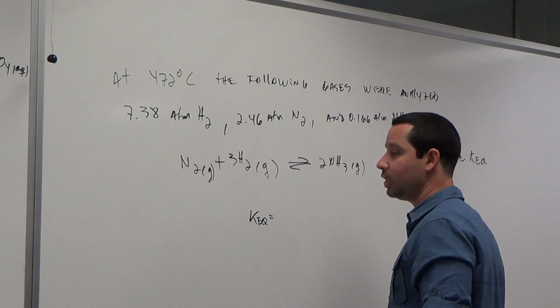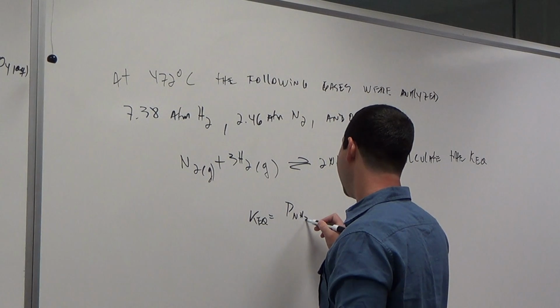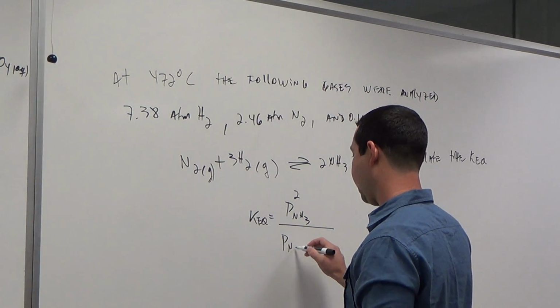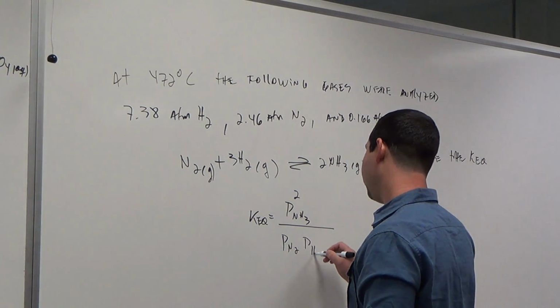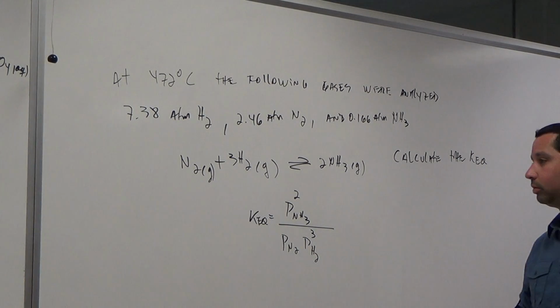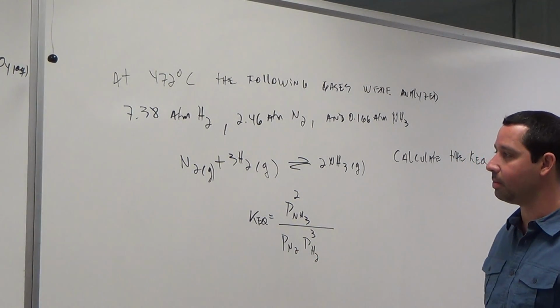The equilibrium constant is products divided by reactants, yes? Pressure of NH3 raised to the second power divided by the pressure of N2 times the pressure of H2 raised to the third power. You agree, yes or no? Well, yeah.